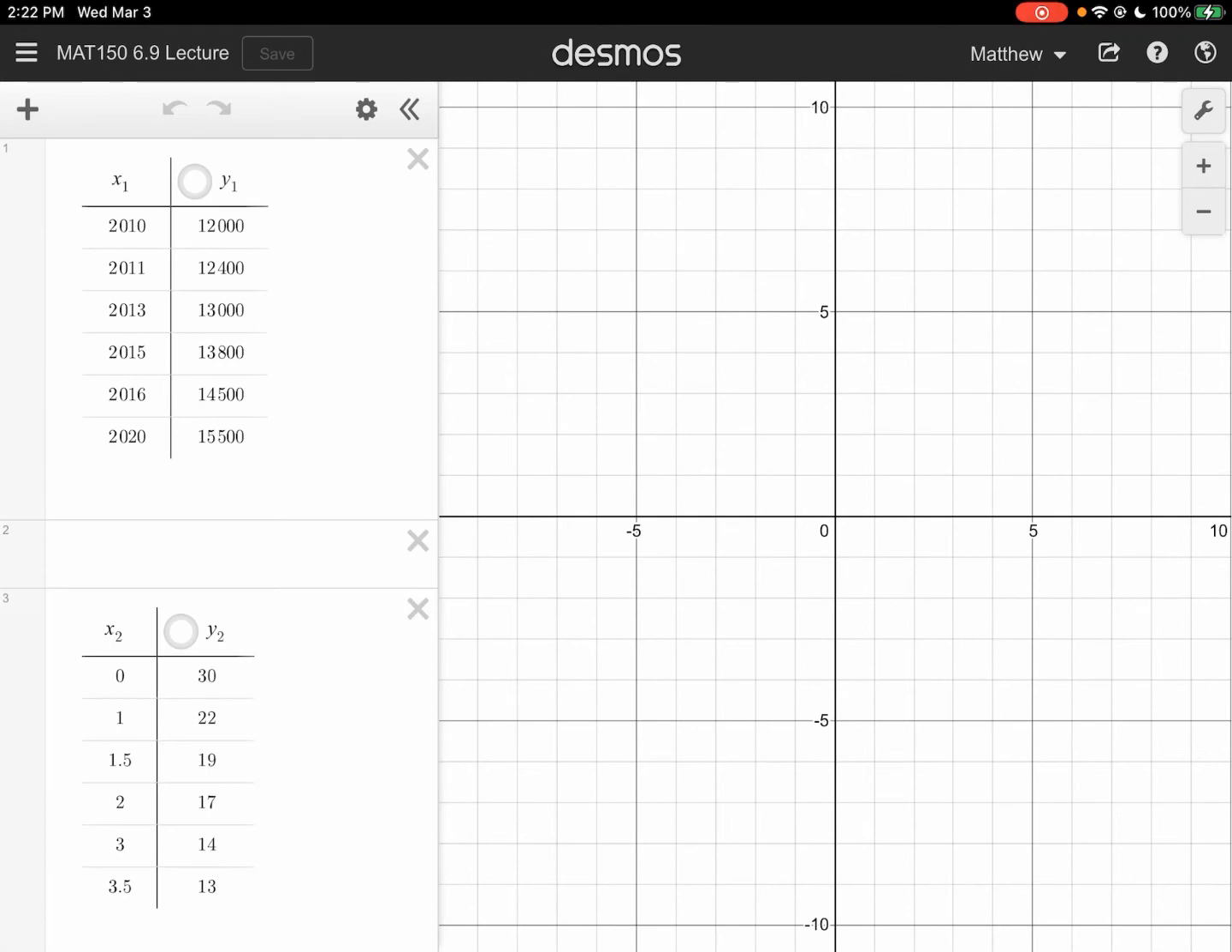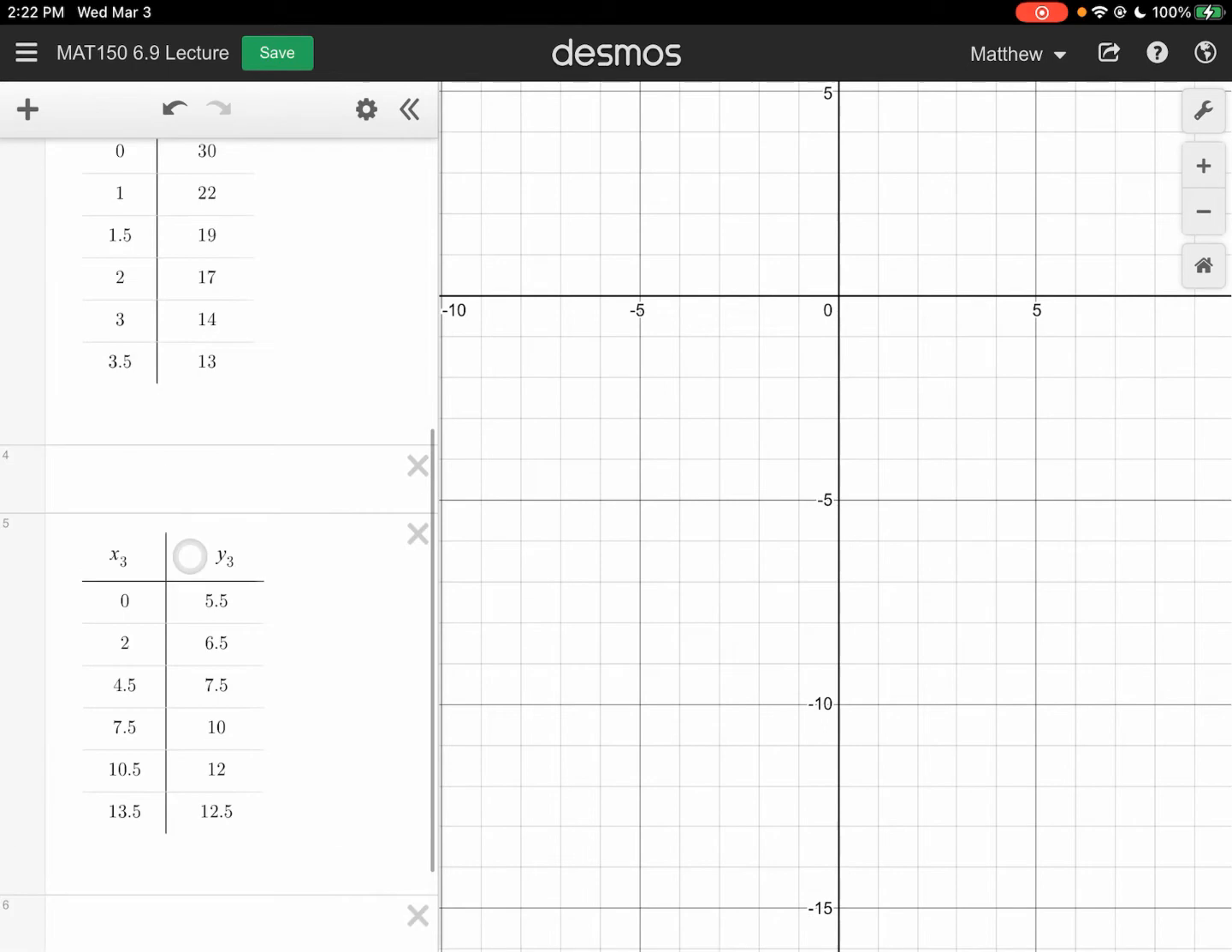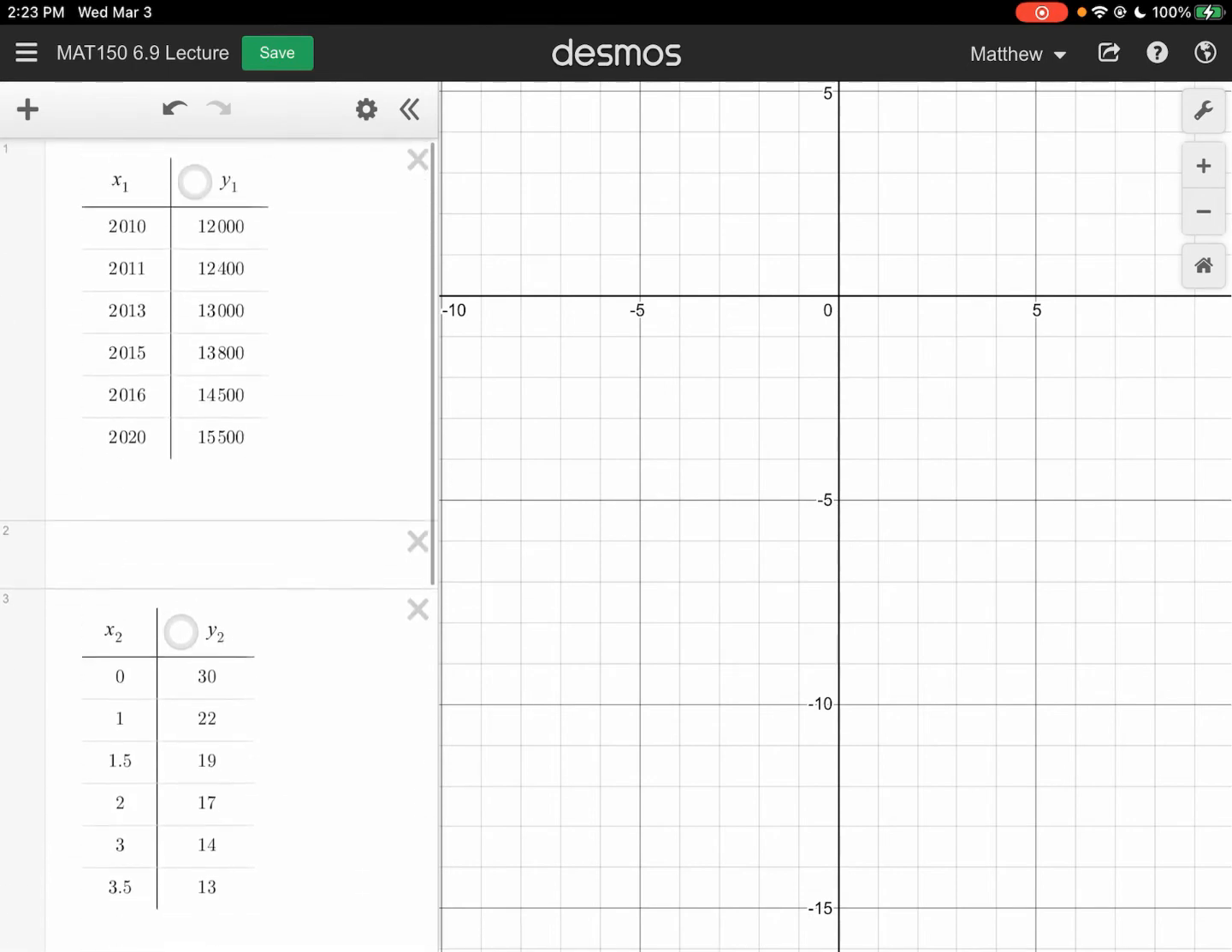Recall, if you want to create a table, you hit the plus sign and then select table. And if you create multiple tables in one sheet, they will automatically have different subscripts on the x and y. In this here, you can see that I have a total of 3 tables already entered, and they defaulted to having different subscripts. That's so Desmos will know which table to look at when I do my regression formulas.